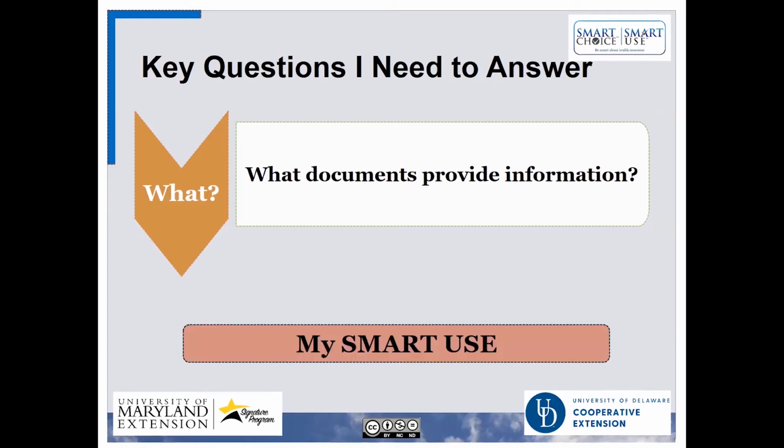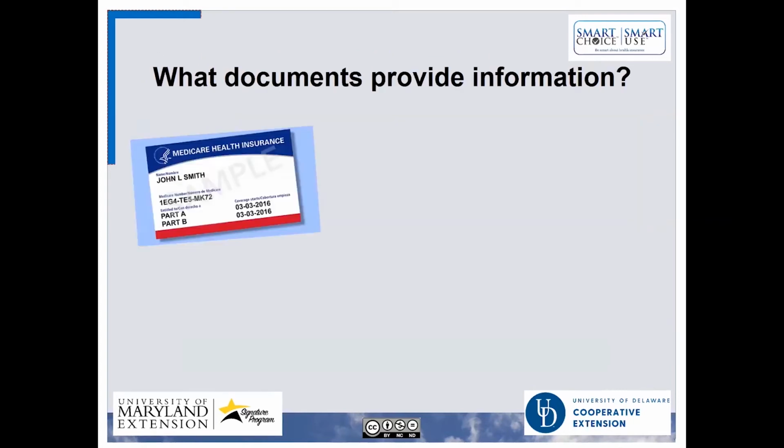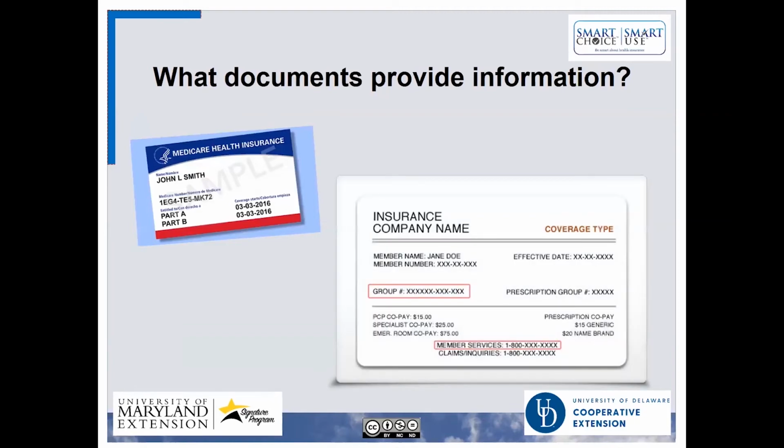So the first thing, of course, is your health insurance card. Again, we have two different examples up there. If you have a private-based health insurance plan right now, you're probably going to have something similar to what's on the right there. It's your proof of insurance, so it's going to have your group number, your name, your member number, your effective date. It should have a number on there to call if you have any questions. Sometimes it's going to have information about copays and prescriptions.